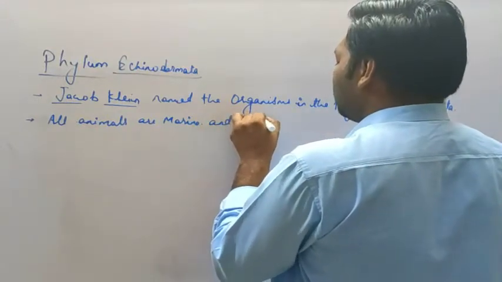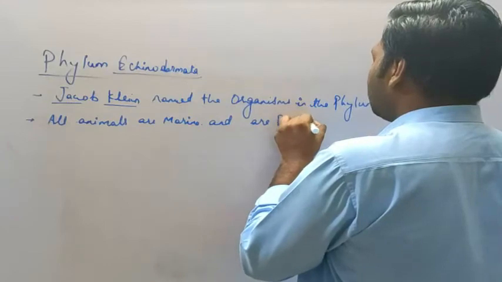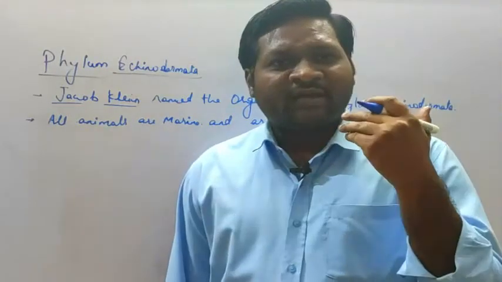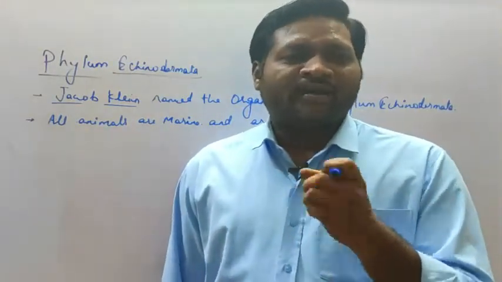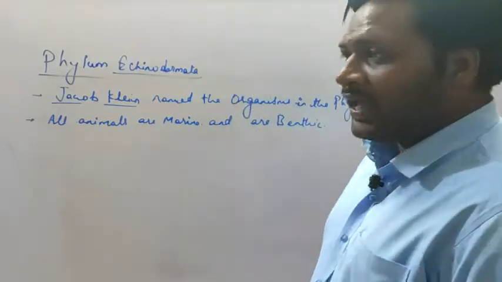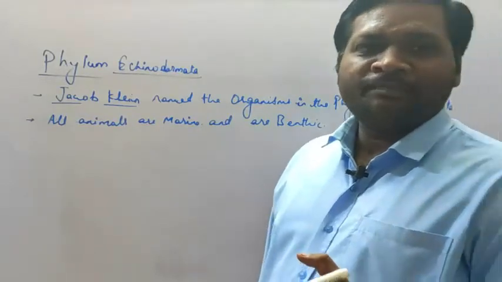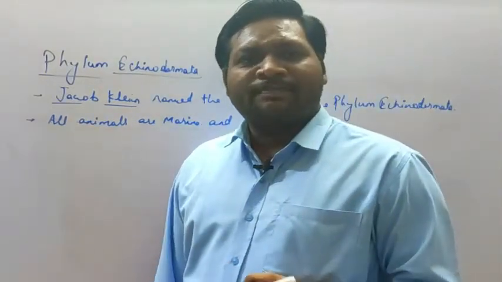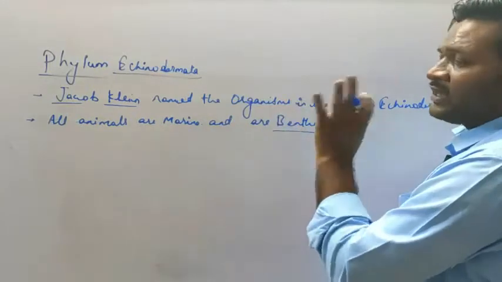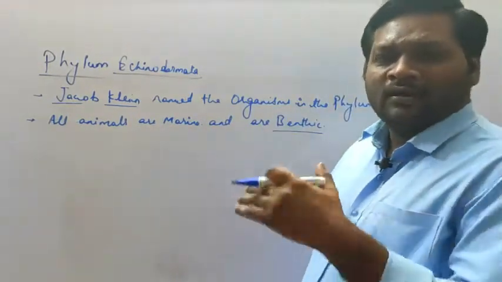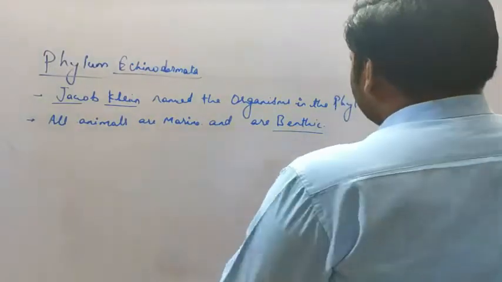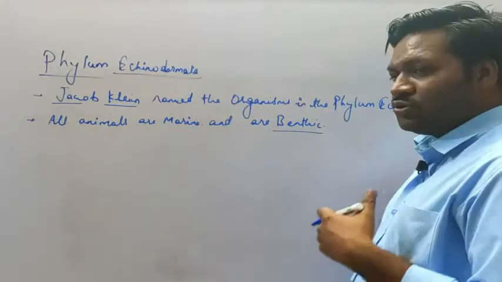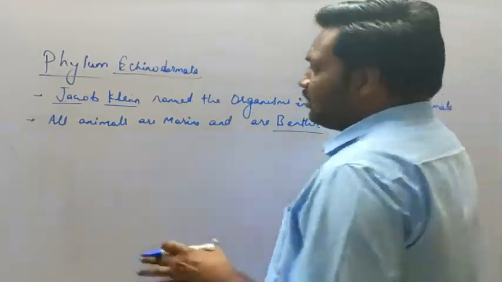And they are benthic. Benthic, in the sense, this is a very important characteristic feature that we discussed at the very beginning. When we discussed habitat, we discussed two types, aquatic and terrestrial. In aquatic, we studied three different types: free floating, nektons and benthic. The organisms found at the bottom of the ocean are referred to as benthic. So the animals in this phylum Echinodermata love to grow at the bottom of the ocean, and they also show locomotory movements. They move from one place to another. So this is about the introduction.